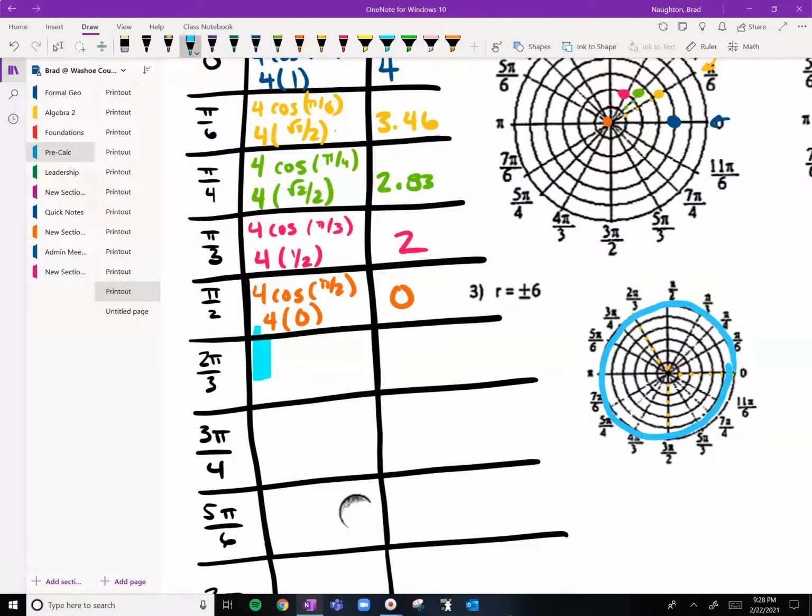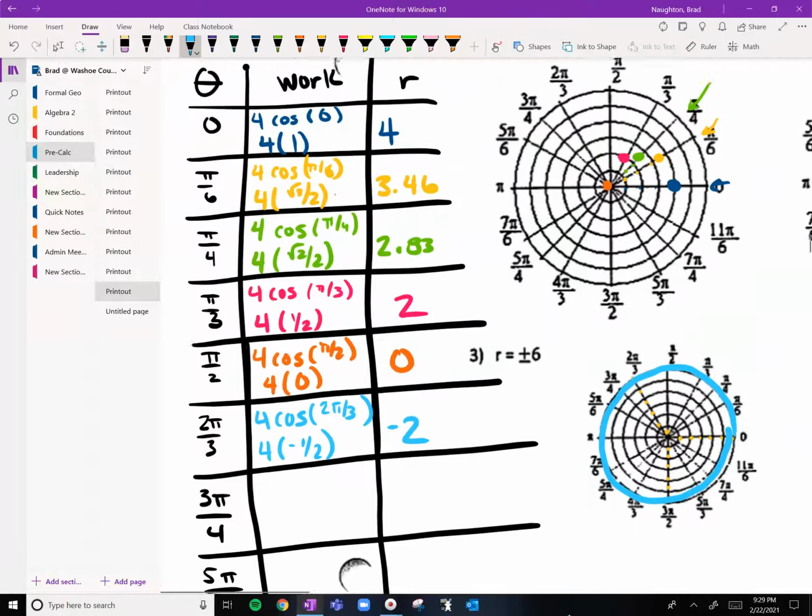So 4, that's not one of my blue pens, not my blue highlighter. So 4 cosine 2 pi over 3. And if we put 2 pi over 3 on our unit circle, we realize that that's a negative 1/2 for cosine. So this is going to be a negative 2.